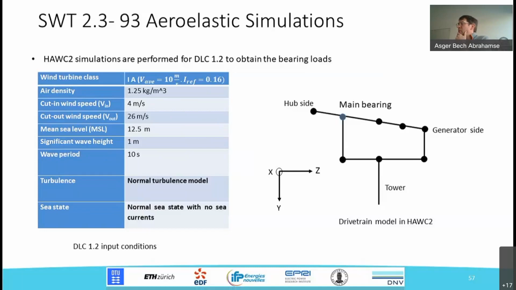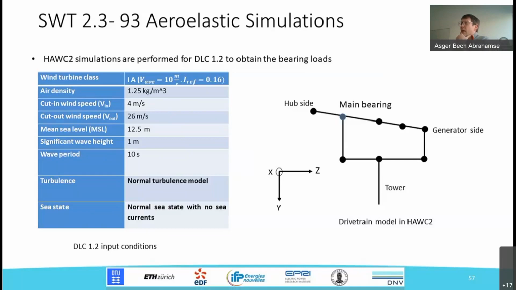And all of this is then supported by, let's just say, 2 beams connected to the tower, which is also represented by beams. And this is what we do when we do aeroelastic simulations. Then we have a representation of how the rotor is interacting with the wind, with the turbulent wind profile.